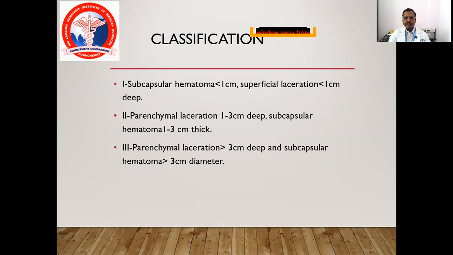Now coming to the AAST classification. The first grade is a subcapsular hematoma less than 1 centimeter, or a superficial laceration less than 1 centimeter deep. The second grade is a parenchymal injury 1 to 3 centimeters deep, or a subcapsular hematoma 1 to 3 centimeters thick. Third is a parenchymal laceration more than 3 centimeters deep, and a subcapsular hematoma more than 6. So it is simply 1, 1 to 3, 3. That's the initial three.